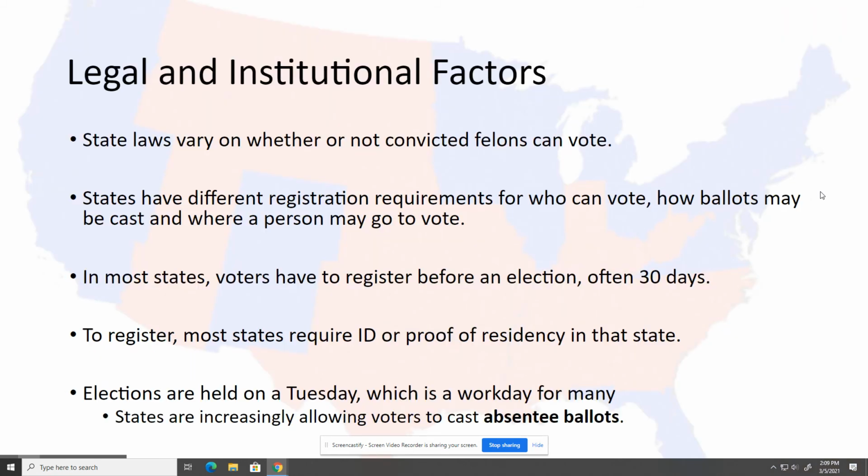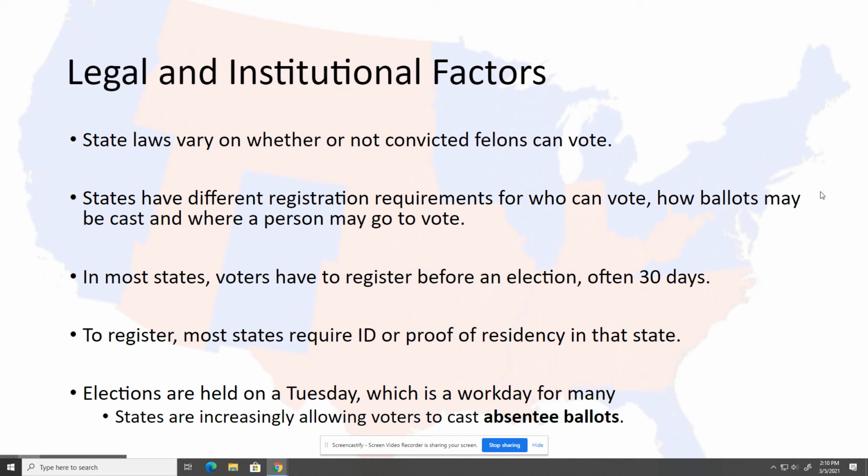All right, and last we have legal and institutional factors. Okay, so this is where we're going to talk about convicted felons, because state laws vary on whether or not convicted felons can vote. So they have different rules regarding the eligibility. Some states are going to reinstate the right to vote when a felon has finished serving his or her parole. Some states require mandatory lifetime disenfranchisement, meaning that felons are not allowed to vote ever.